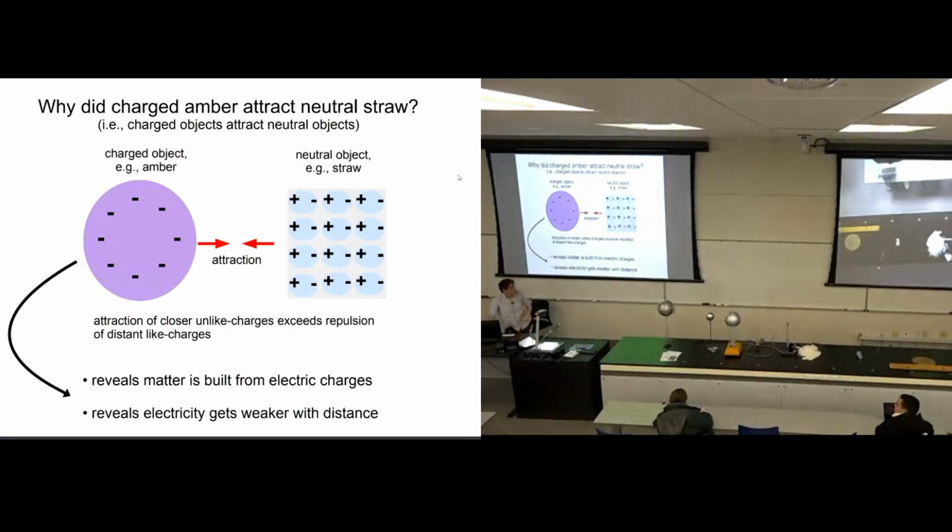So just to orient, here I am. Here's the Coke can. Orient me. And here's the cat's fur.